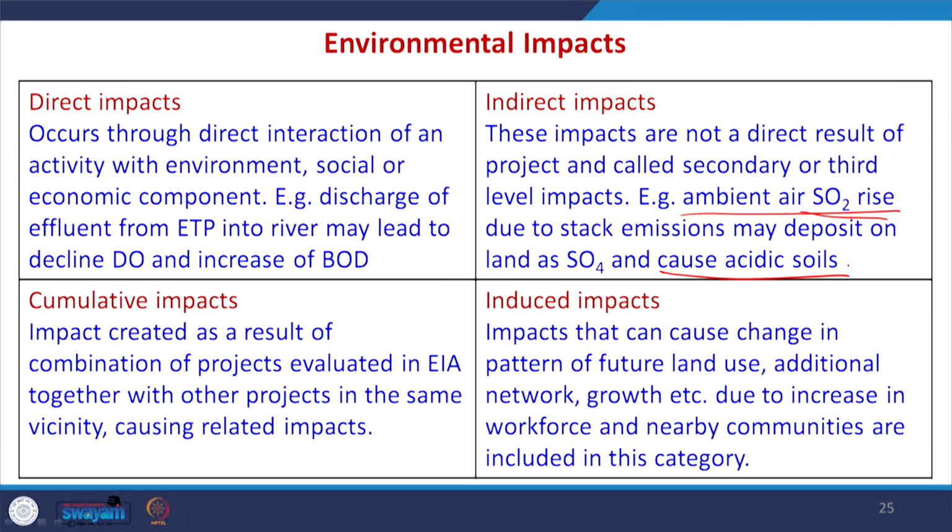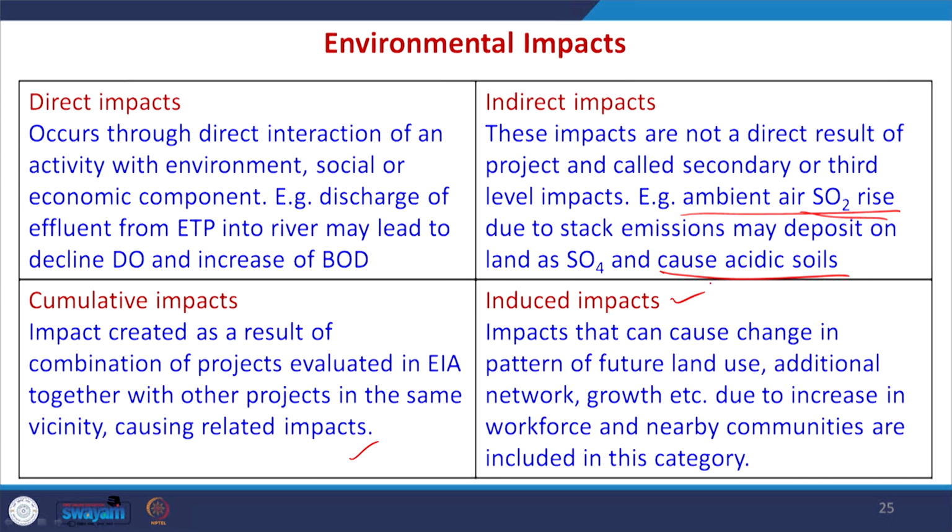Similarly, cumulative impacts are the impacts created as a result of a combination of projects evaluated in an EIA together with other projects in the same vicinity causing related impacts. So, there may be a lot of cumulative impacts occurring together. Then we have induced effects, impacts that cause change in the pattern of future land use, additional networks, growth etc., due to an increase in the workforce and nearby communities. So, there may be 4 types of impacts: direct, indirect, cumulative and induced impacts.